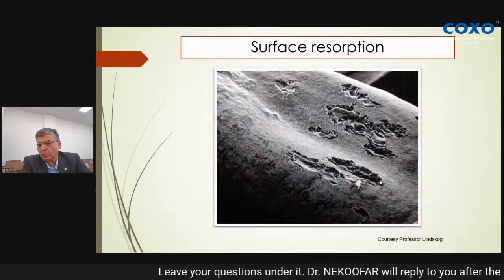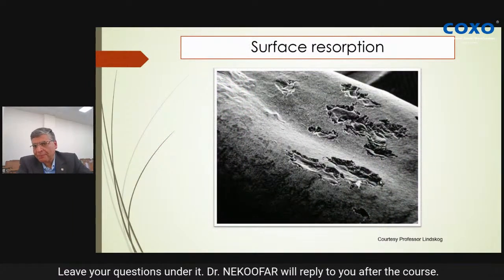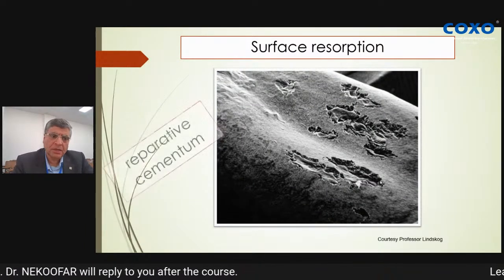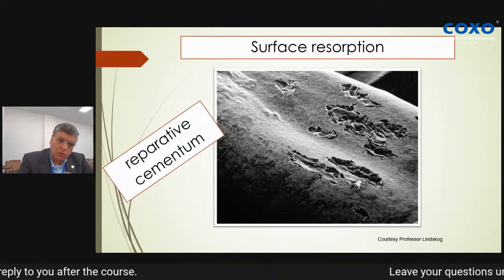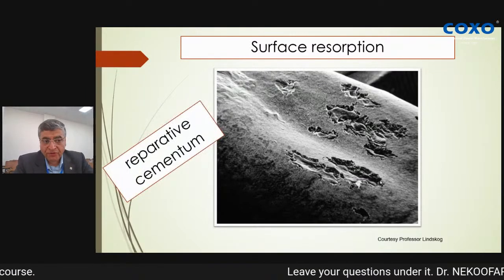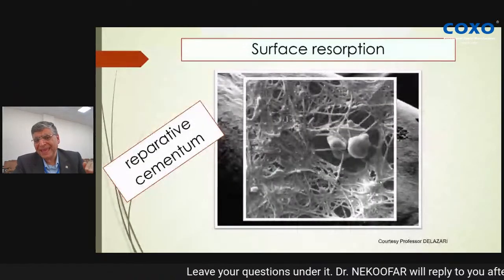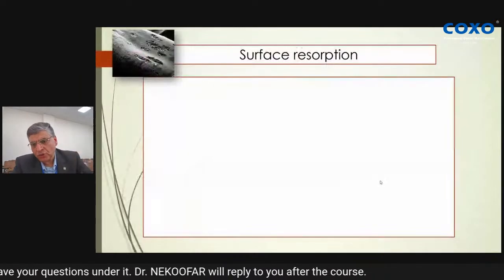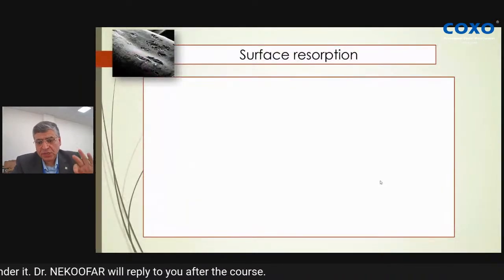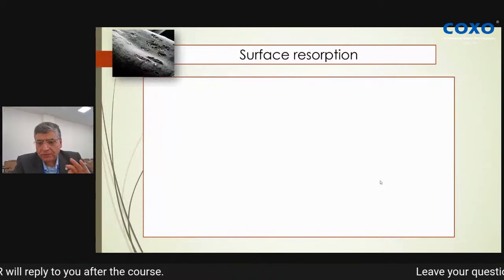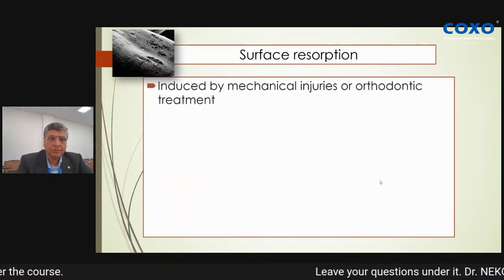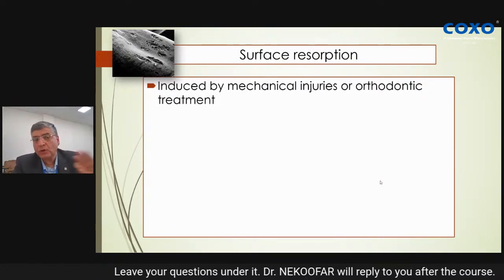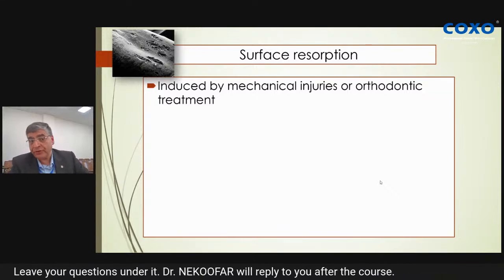So surface resorption is a very natural happening, and it is not possible to detect that most of the time, which ends up by production of reparative cementum on the surface of the tooth. So surface resorption as a consequence of orthodontic movement is not a nightmare. It's induced by mechanical injuries or orthodontic treatment. Sometimes even scaling or deep scaling and root planing may create such things.